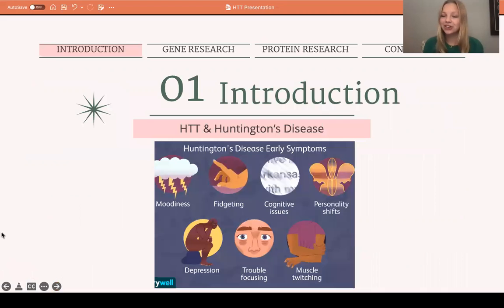So first, the introduction of HTT and Huntington's disease. I have this little image showing the early symptoms of Huntington's disease. So there's moodiness, fidgeting, cognitive issues, personality shifts, depression, trouble focusing, and muscle twitching.